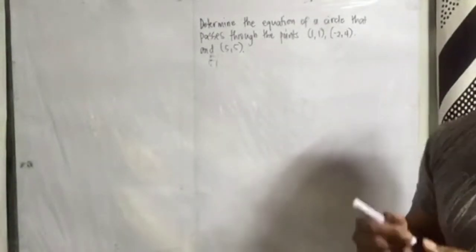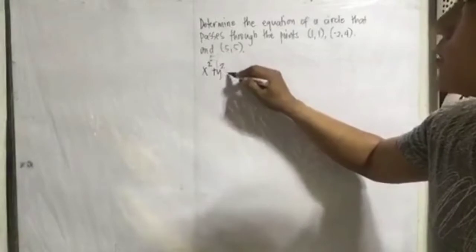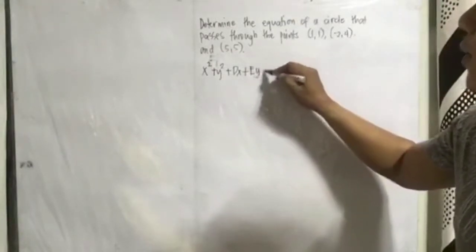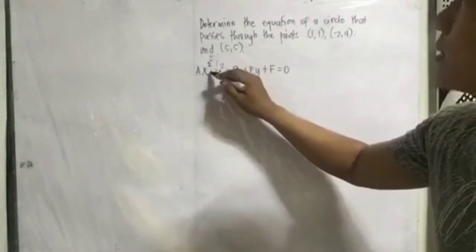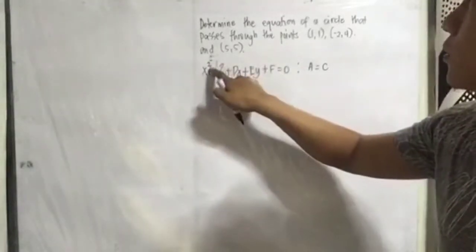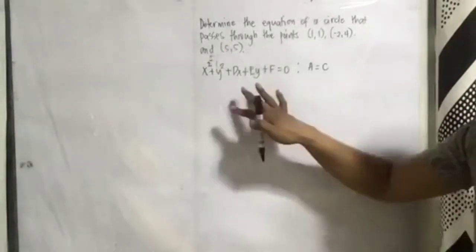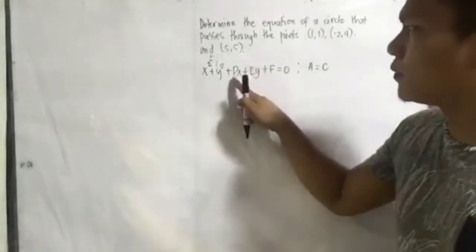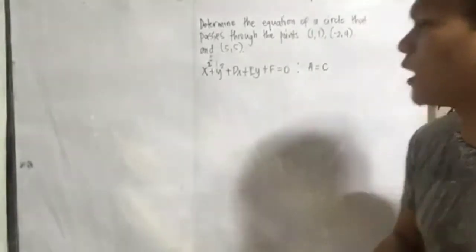Okay, so we have to take note that the general form or the general equation of the circle is given by x squared plus y squared plus dx plus ey plus f equals 0. Actually, this is a, and this is plus cy squared. But since in a circle, a is equal to c, and we denote that a is equal to 1, therefore c is equal to 1. So that's why we arrived at the general form x squared plus y squared plus dx plus ey plus f equals 0. Our goal here is to determine the variables d, e, and f in order for us to arrive at the general equation of the circle.